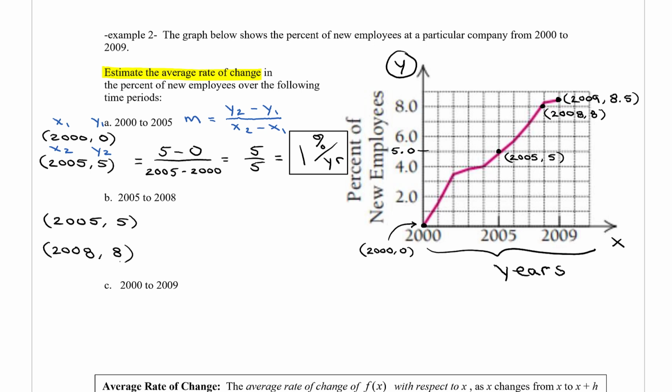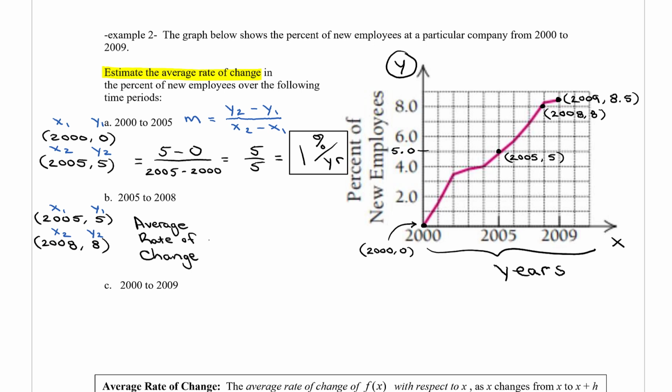So we're going to use the two ordered pairs, (2005, 5) and (2008, 8). I'm going to label the x-coordinate 2005 as x sub 1 and the y-coordinate 5 as y sub 1. I'm going to label the x-coordinate for my second point, 2008, as x sub 2 and the y-coordinate as y sub 2. Now I'm going to write down average rate of change is equal to 8 minus 5 in the numerator over 2008 minus 2005 in the denominator. This is going to be equal to 3 divided by 3, which simplifies to 1.